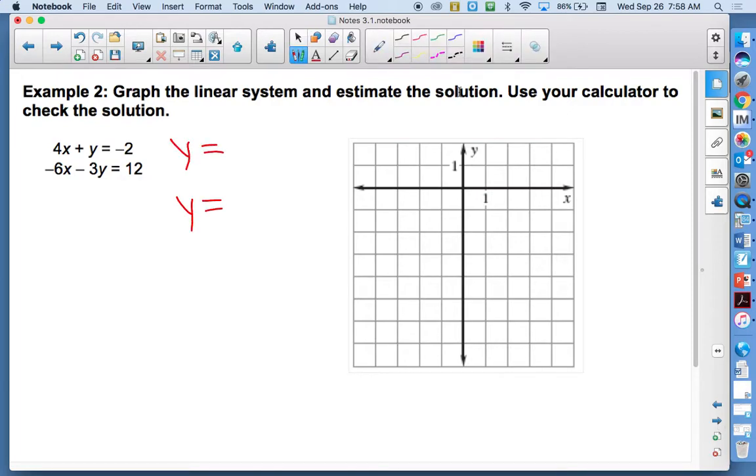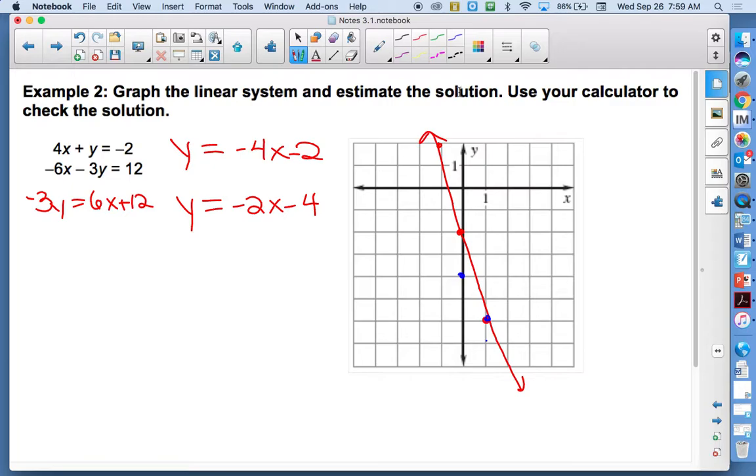Matt, what 2 equations did you get? Y = -4x minus 2. Okay, y = -2x minus 4. Thanks. So line 1. And line 2. My lines are sloppy. Matt, where'd you get them to intersect at? (1, -6). Nice job. (1, -6).